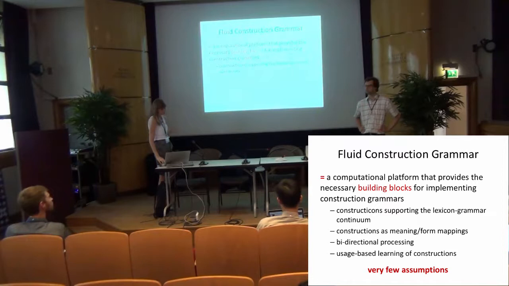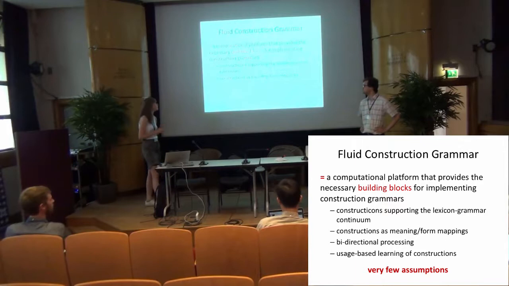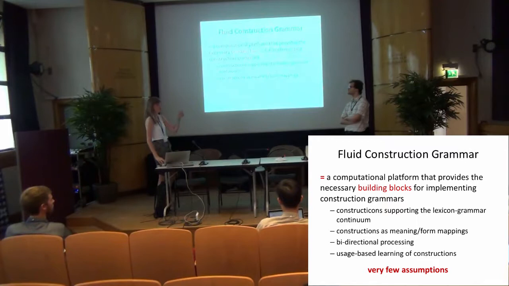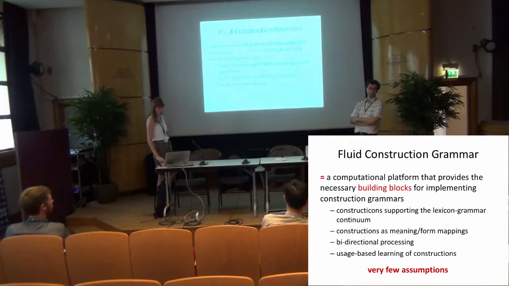Constructions are functional form mappings, I would say. Meaning in a very broad sense. In a broad sense, they're mapping between functions and form, or between form and functions. It goes in two ways, bidirectional. If you want to analyze an utterance, it would give you a meaning representation. You can also feed it a meaning representation, and it will produce one possible way of putting that representation into words, with the same constructions and the same processing engine.